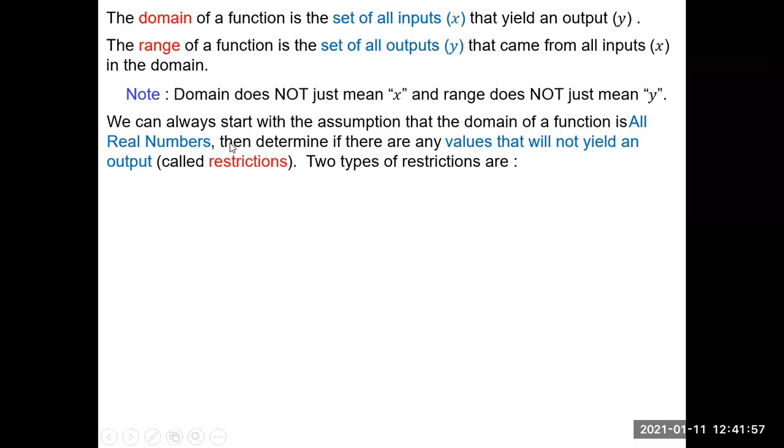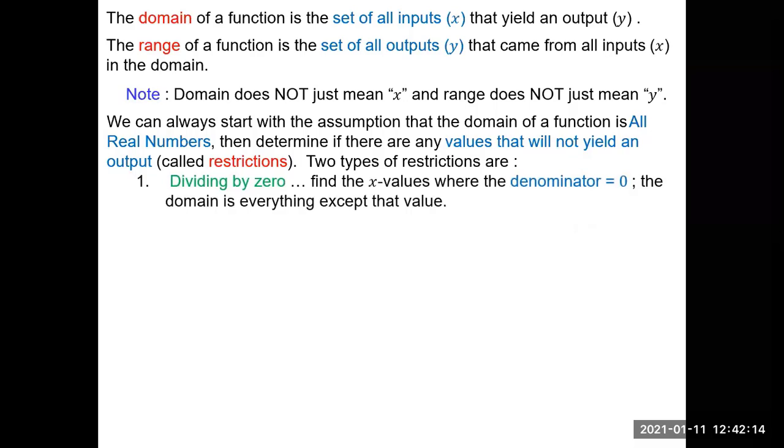Unfortunately, that's not always true. There's a lot of times where we have some restrictions, some values that when you try to plug them in, you don't get an actual answer. And there will be more throughout the course, but normally we should recognize that we're not allowed to divide by 0, and we're not allowed to take the square roots of negative numbers. So let's take a look at the dividing by 0 component here.